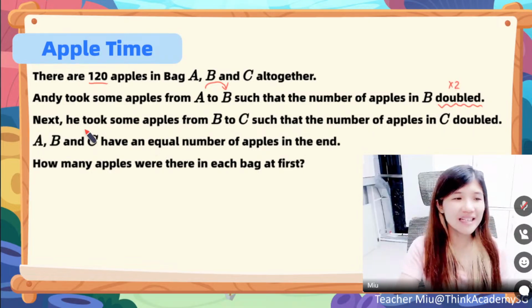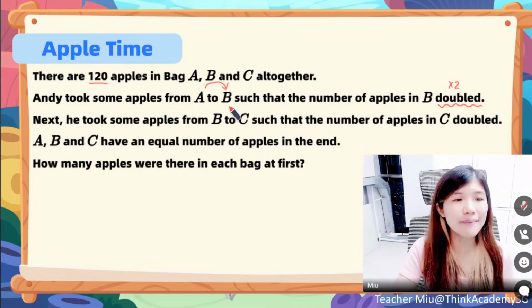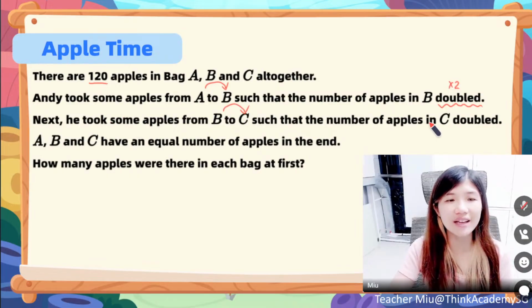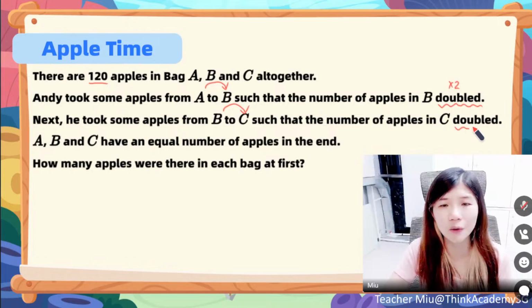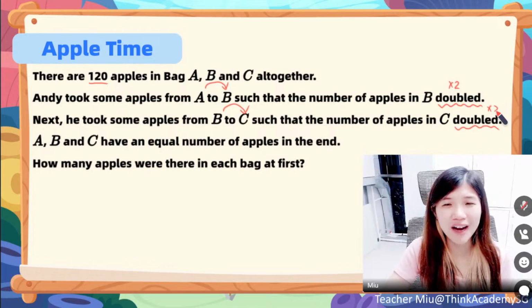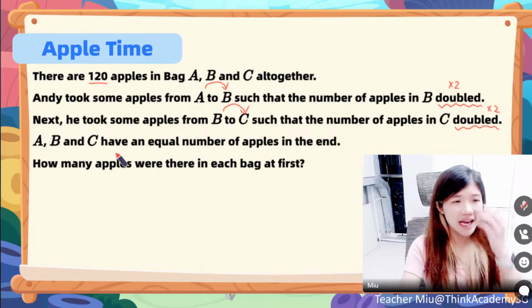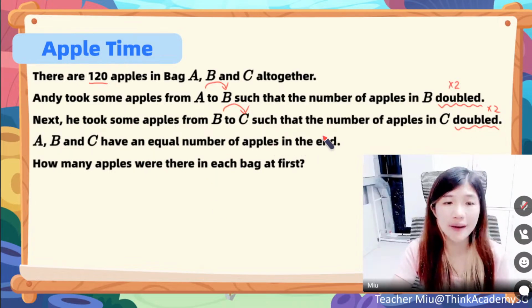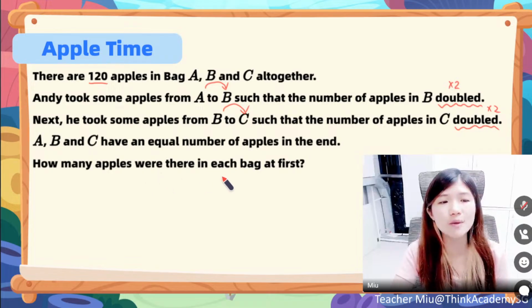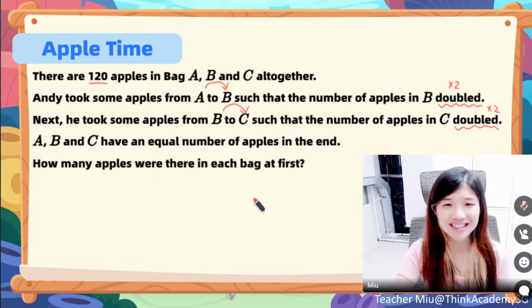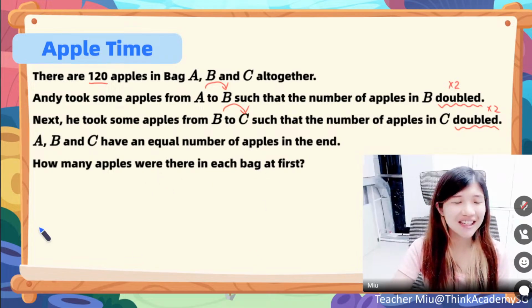Continue. Next, he took some apples from B to C such that the number in C doubles. Which means times 2, right? Good. Continue. A, B, C have an equal number of apples in the end. So how many apples were there in the bag at first? Let me just show you.